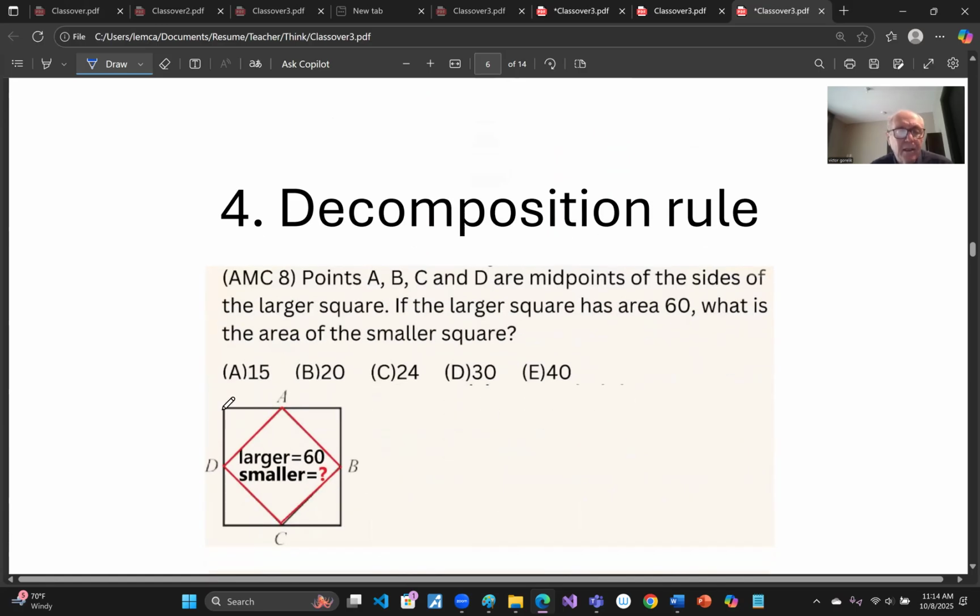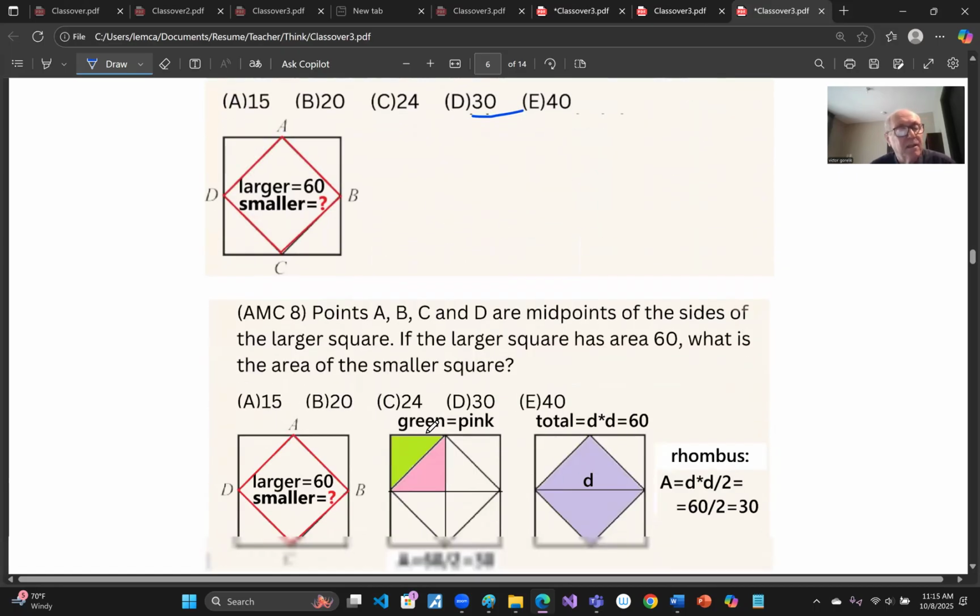Next rule, decomposition rule. We have square with area 60. Points A, B, C, and D are middle points of this square, and they form new smaller square ABCD, red one. What is the area of this small square? Yes, it is 30. Why? Obvious. I agree, but we still prove it.